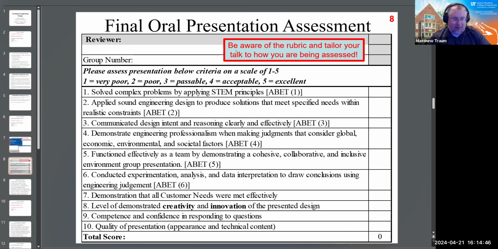We've had a number of instances where students have gotten really low scores on their final oral presentations, and they'll come back to me to complain, why did I get such a low score?